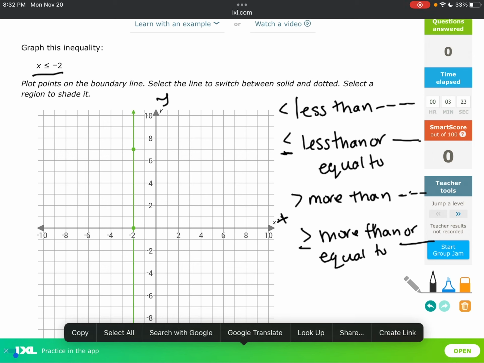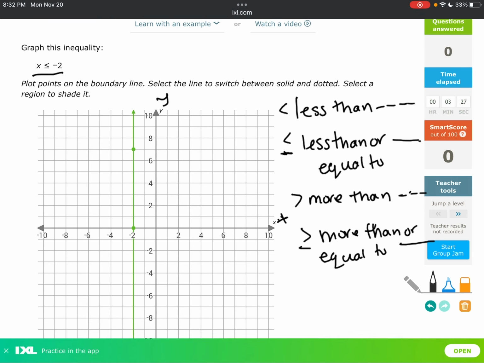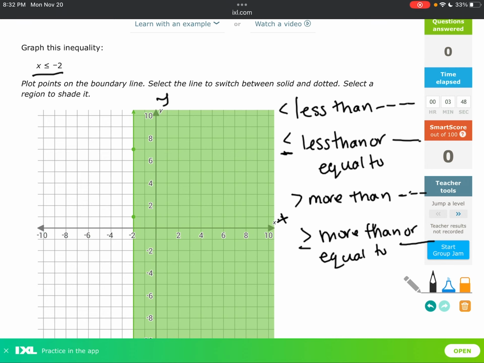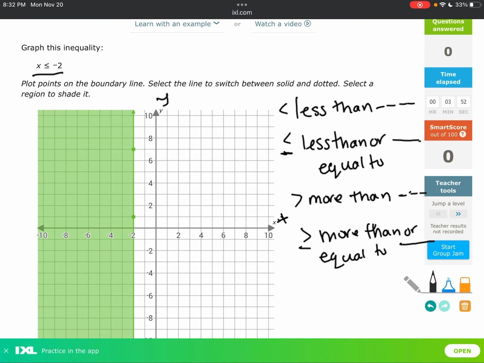Well, now I need to shade. It says that x is less than -2, so I'm going to look at the x-axis and see which numbers are less than -2. If I go to the left, all of these values are less than, because -4 is less than -2, -6 is less than -2. But if I go this way, then all of these numbers are greater than -2. So I'm going to make sure I go that way.